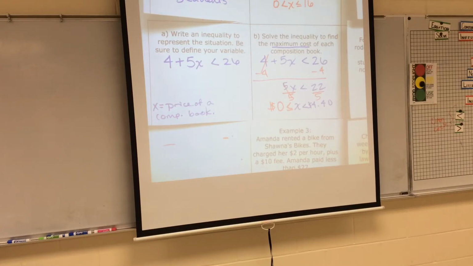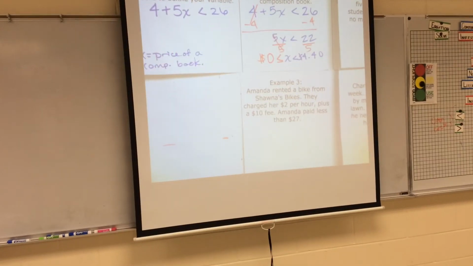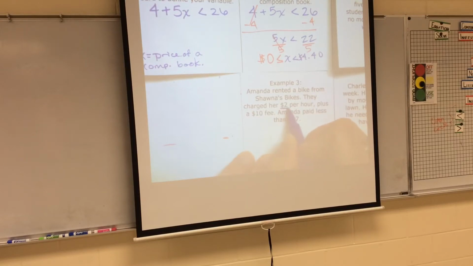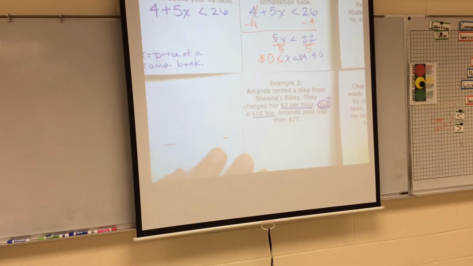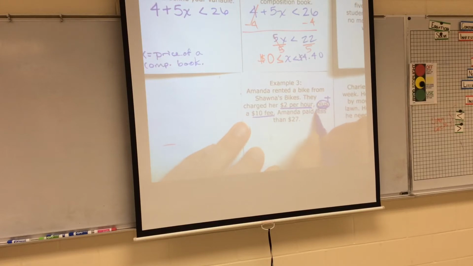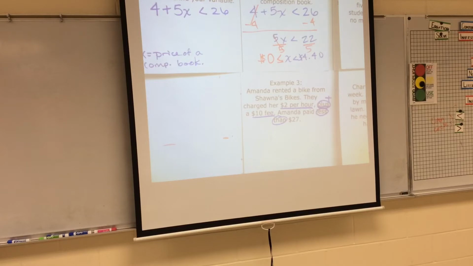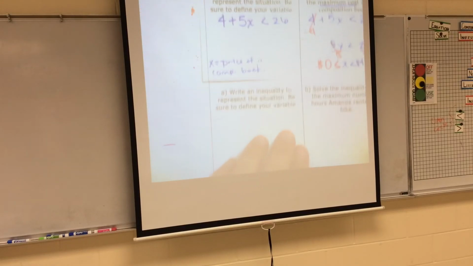You ready? Example 3 says, Amanda rented a bike from Shauna's Bikes. They charged her $2 per hour, plus, one of those math words, plus a $10 fee. Amanda paid less than $27. So let's write an inequality and define our variable.